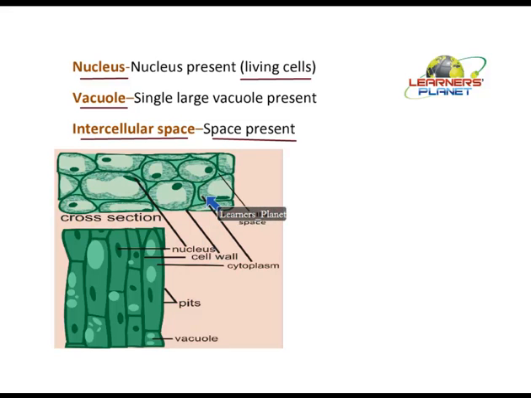Now you can see here in the diagram the cytoplasm is shown. In this case the cytoplasm is of course present, but it is not so dense as it was in the case of meristematic tissues. Meristematic tissues, we said, have a dense and abundant cytoplasm.